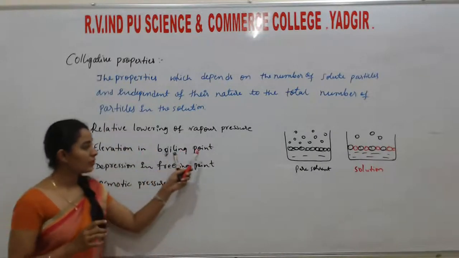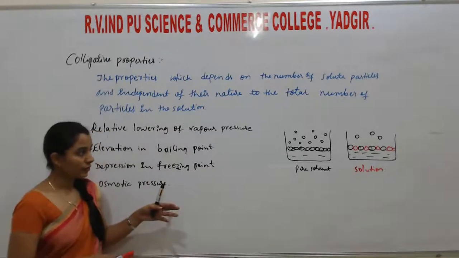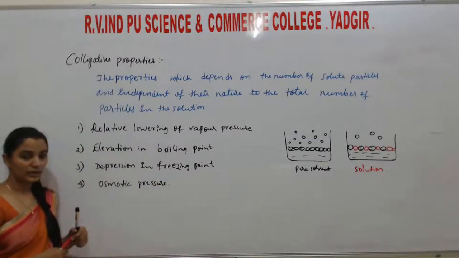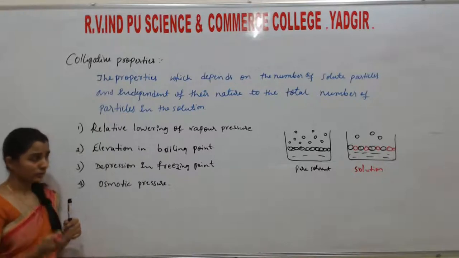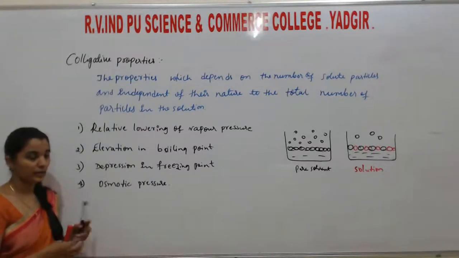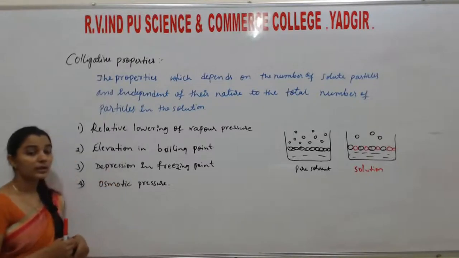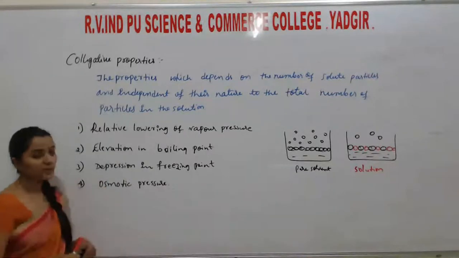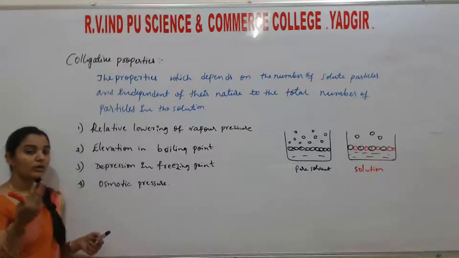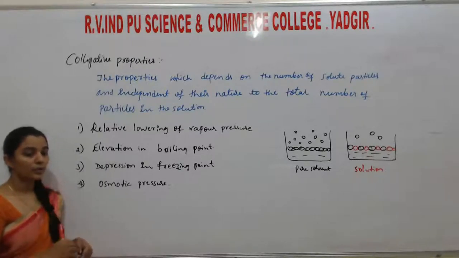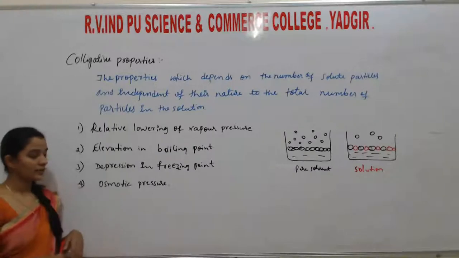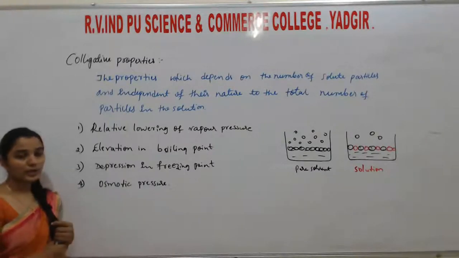Next, similarly, elevation in boiling point. Elevation means increase. When I explain boiling point, I will explain what boiling point is and how we calculate the elevation. For a pure solvent and a solution, the pure solvent boils at a lower temperature compared to the solution. Next, depression in freezing point means the solution freezes at a lower temperature compared to the pure solvent. The next one is osmotic pressure, which depends upon the movement of solvent particles from the lower concentration to the higher concentration.